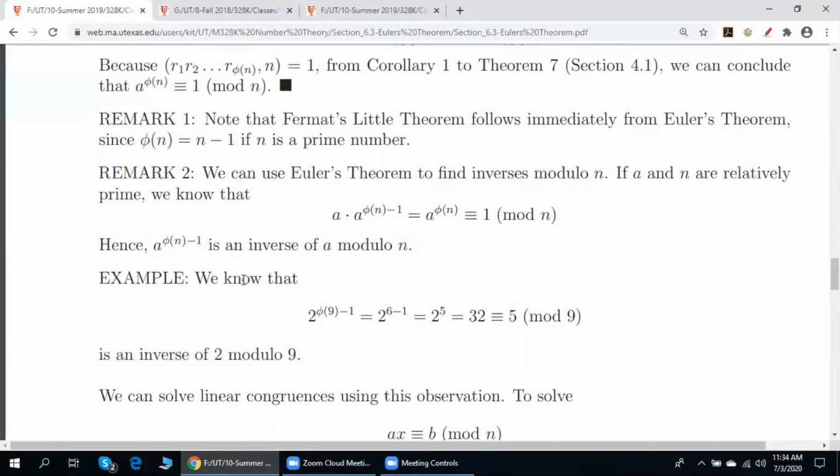So, in order to find an inverse of 2 modulo 9, we raise 2 to the power phi of 9 minus 1. Phi of 9 is 6, 6 minus 1 is 5, 2 to the 5th power is 32, 32 is congruent to 5 modulo 9. Conclusion: 5 is an inverse of 2 modulo 9. Actually, any of these numbers is an inverse of 2 modulo 9, but the easiest answer is 5.